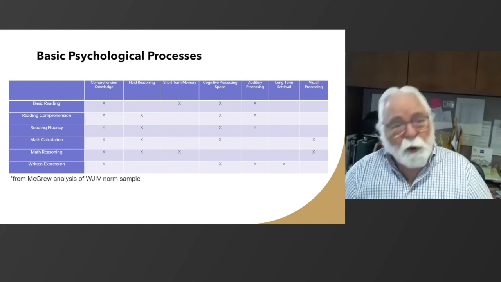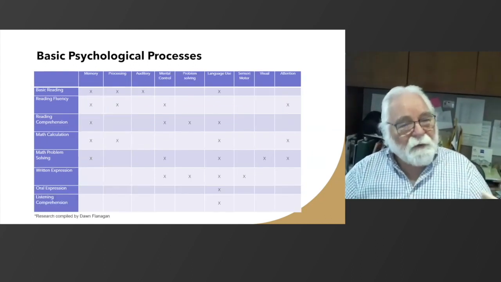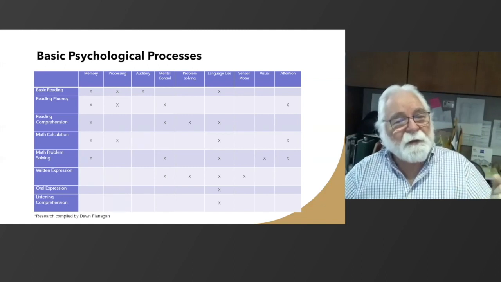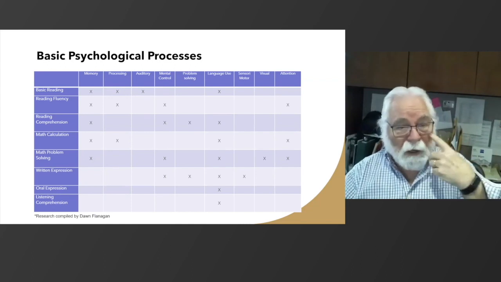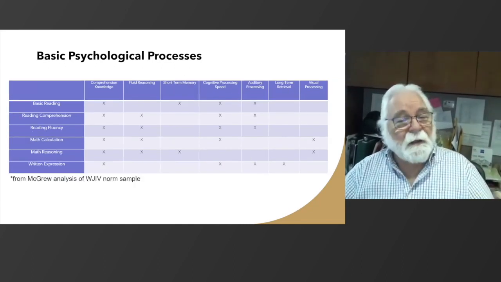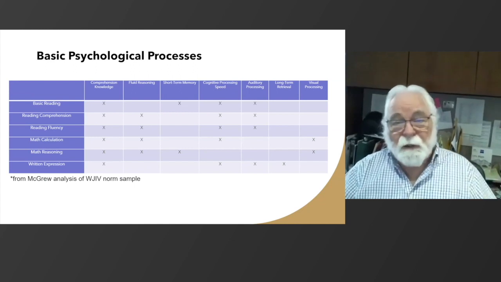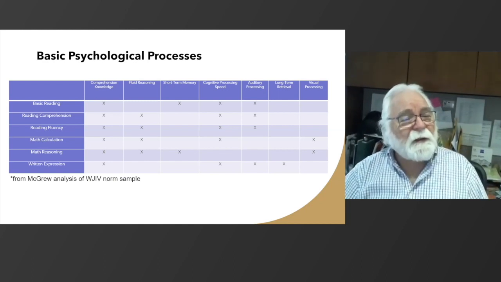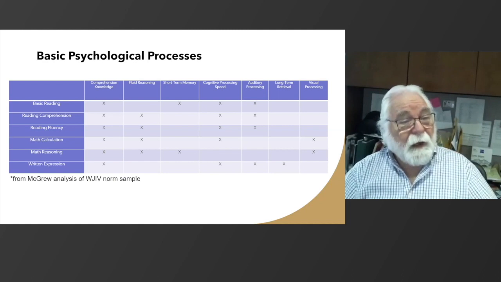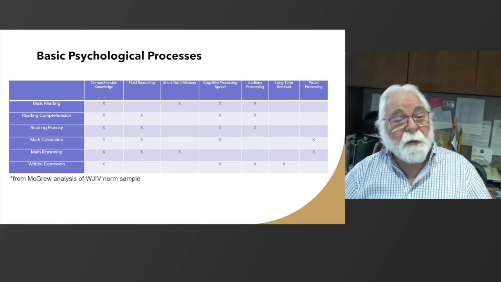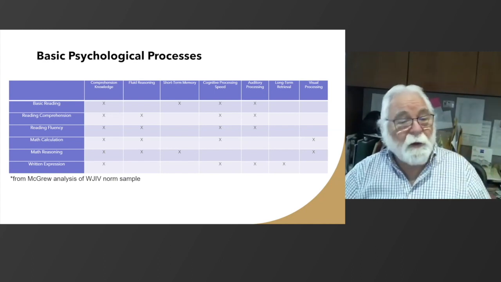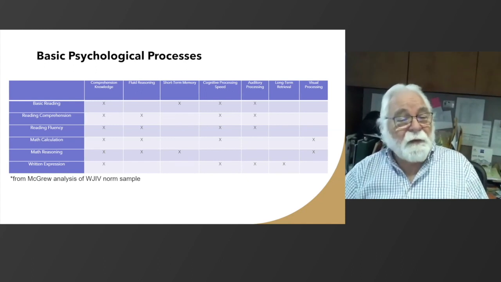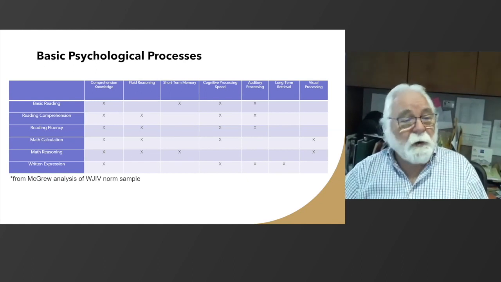And so I gave you two charts. The first chart is evidence-based from research compiled by this person. She's at a university in New York, and she's been following this for quite a while. And then over here is what McGrew found when he actually looked at 8,000 real kids. He found that if you had poor written expression skills, you typically had poor comprehension knowledge, poor cognitive processing speed, poor auditory processing, and poor long-term retrieval too, which makes sense if you think about what you need to be a good writer. Conversely, if these were strong, you tended to be a strong writer.